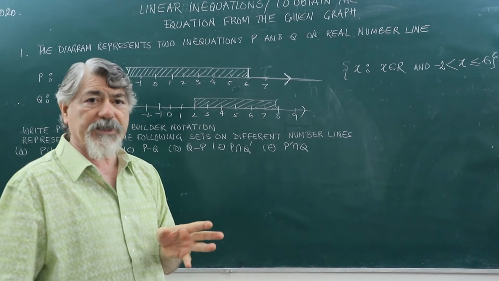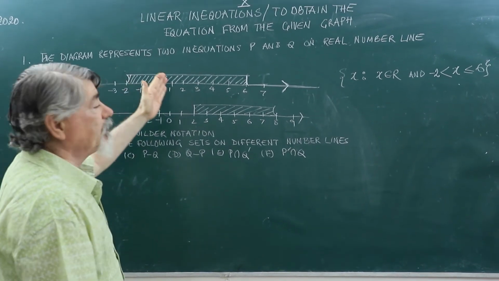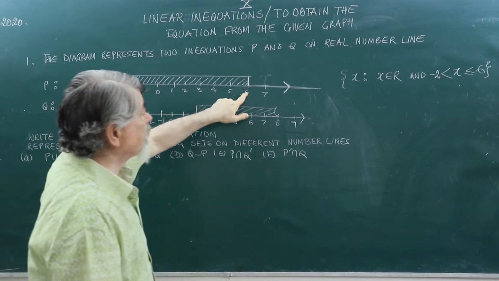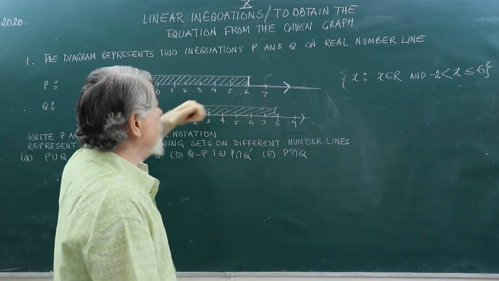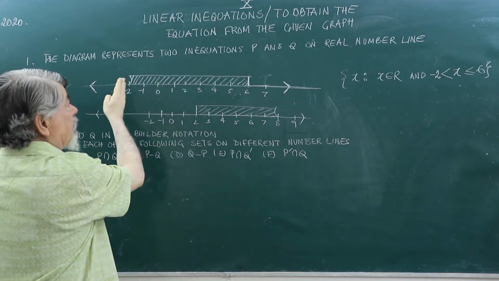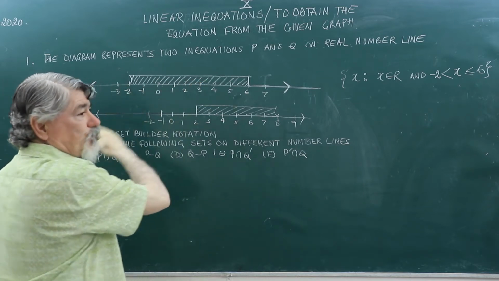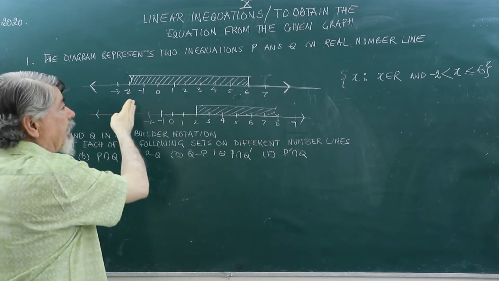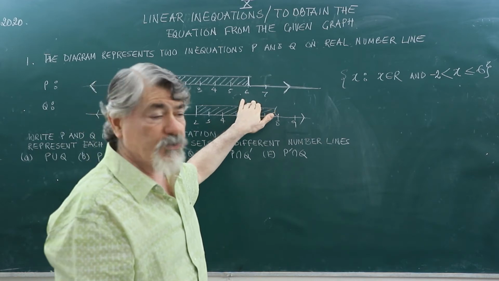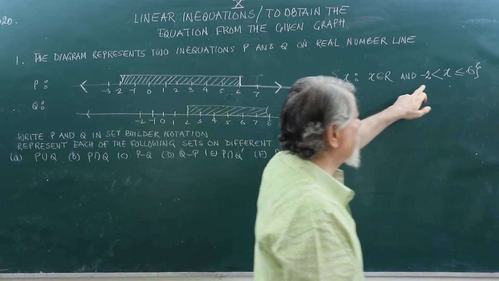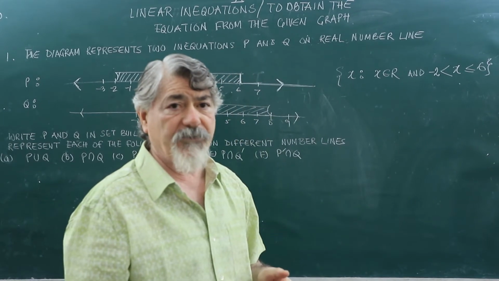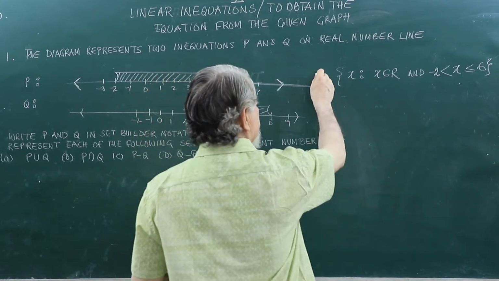And how are we talking about it? x is greater than minus 2. Had it been a straight line at 6 like this, it would have been equal to, but it is not. All the values taken are ahead of minus 2, not before minus 2. So x is greater than minus 2 and less than or equal to 6. This is the representation of set P in set builder form. Now let's see set Q.